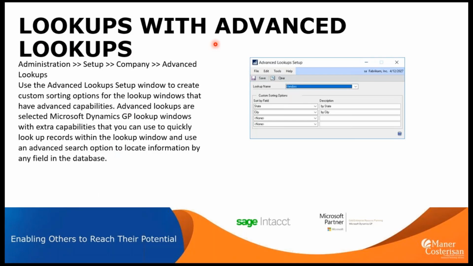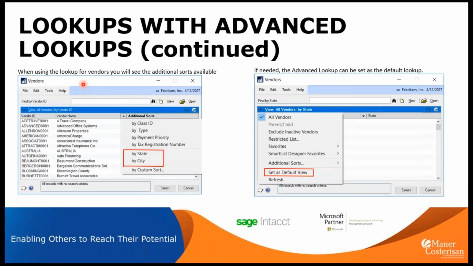In a lot of the areas, there are lookups with advanced lookups. So you can, for example, go to a vendor card, which is on our next screen here. This is what an advanced lookup looks like. You can have your default vendor ID, the vendor name, but there's something called the additional sorts. And you can click on this custom sort area to create advanced lookups and choose your advanced lookup area.